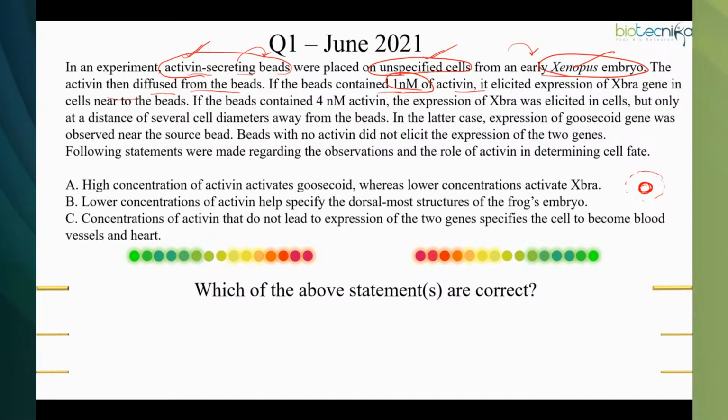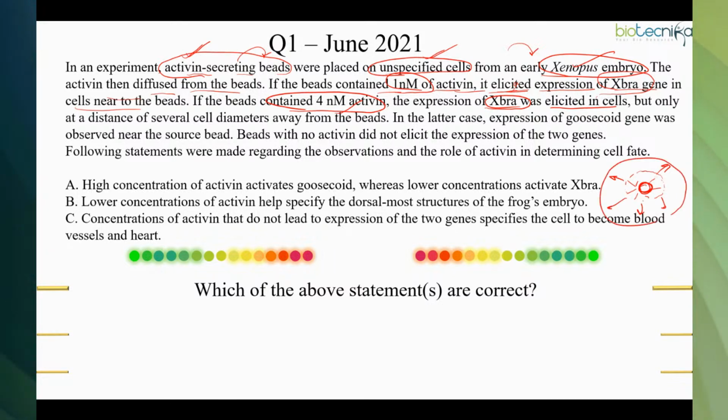So if the beads contained 1 nanomolar activin, it elicited, means it promoted the expression of the XBRA gene in the cells near to the beads. So whichever cells are near to the beads will be getting 1 nanomolar, and in those the expression will be elicited. But if the beads contained 4 nanomolar activin, you increase the concentration, the expression of XBRA was elicited in cells, but only when the cells are at a distance, not close to the bead.